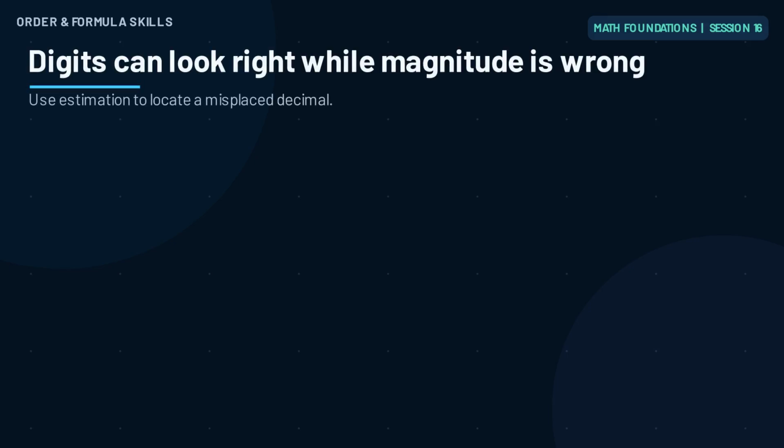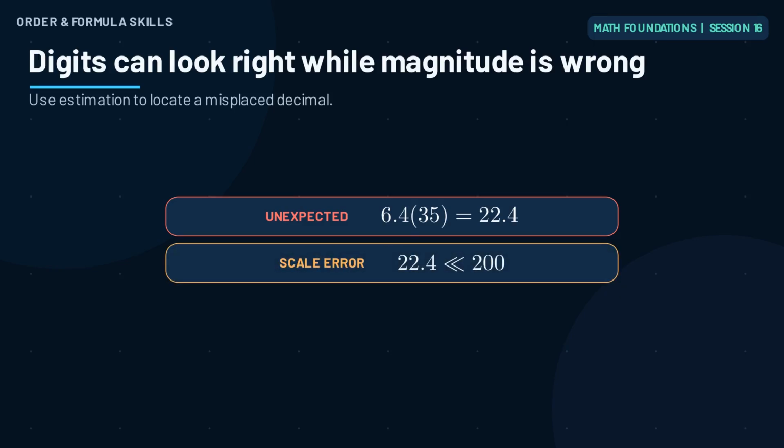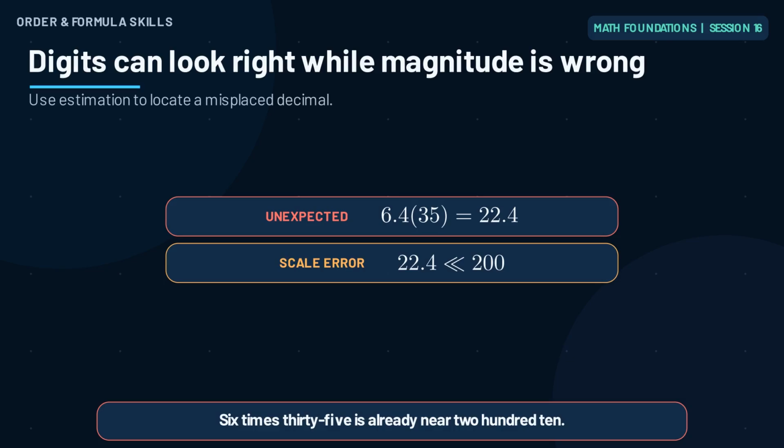A misplaced decimal can preserve digits while destroying magnitude. Suppose 6.4 times 35 is entered and the display is 22.4. The digits look familiar, but the scale is 10 times too small. 6 times 35 is already about 210, so 22 cannot fit.